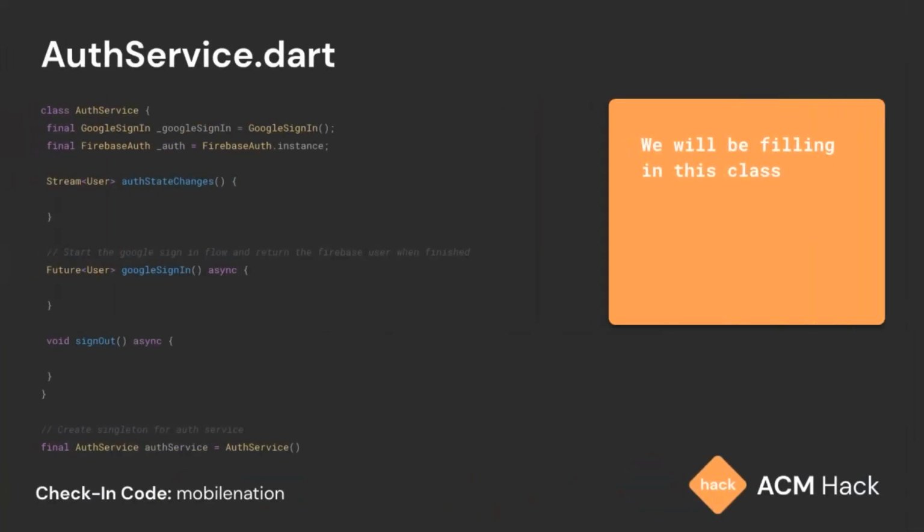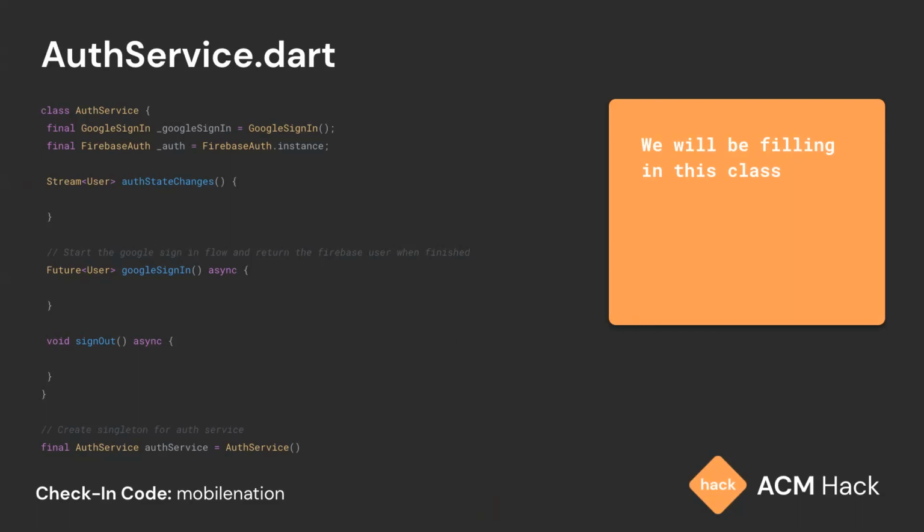Okay. Well, anyway. So this is the actual class that I was going to make everyone fill in. So yeah, we're going to have three methods here: the auth state changes, Google sign in, and sign out.